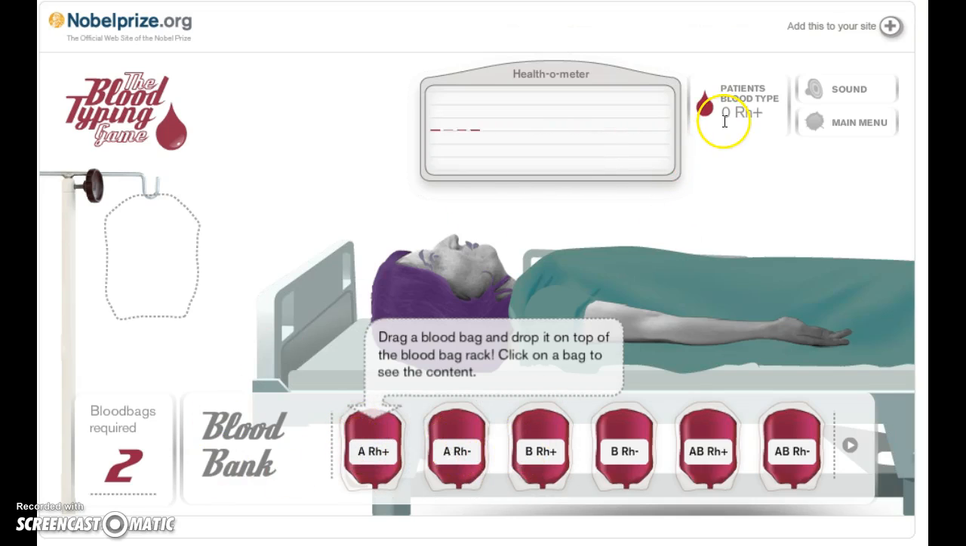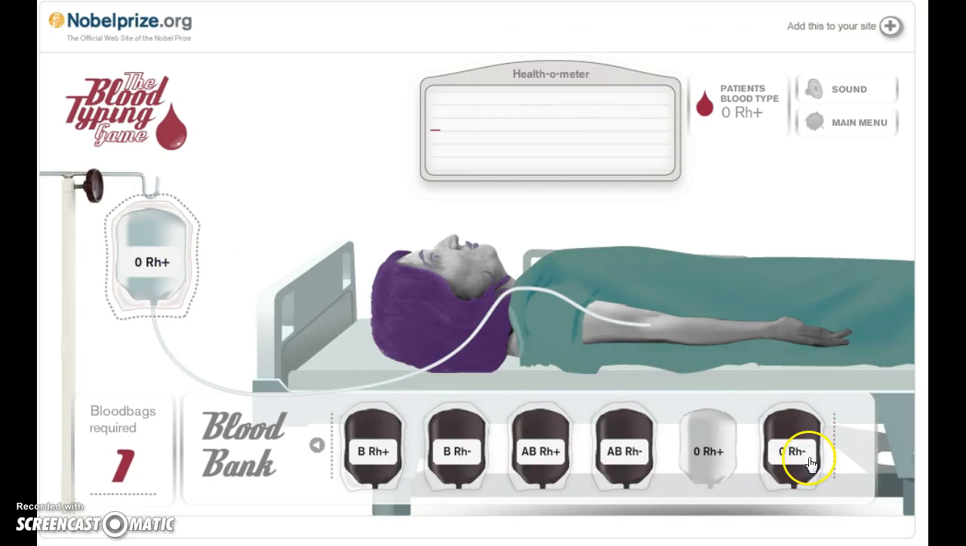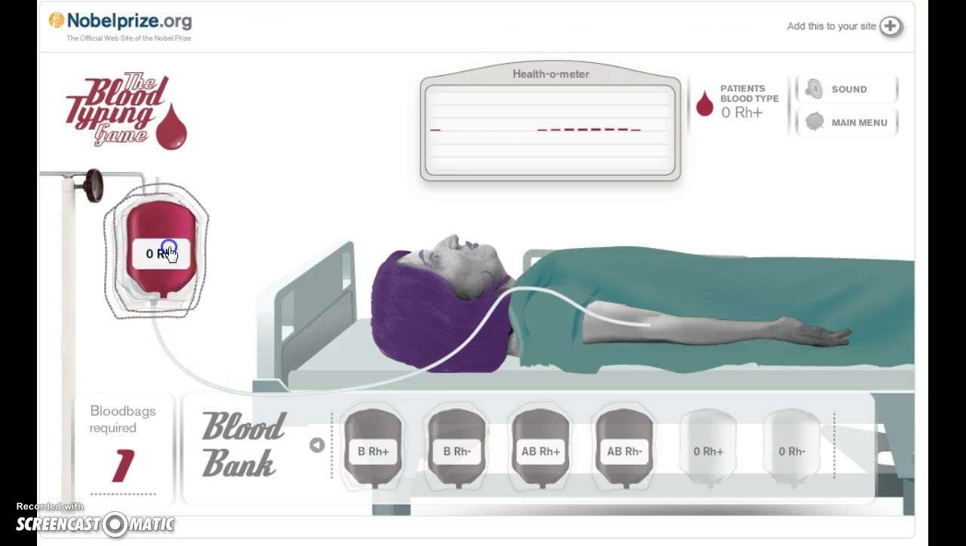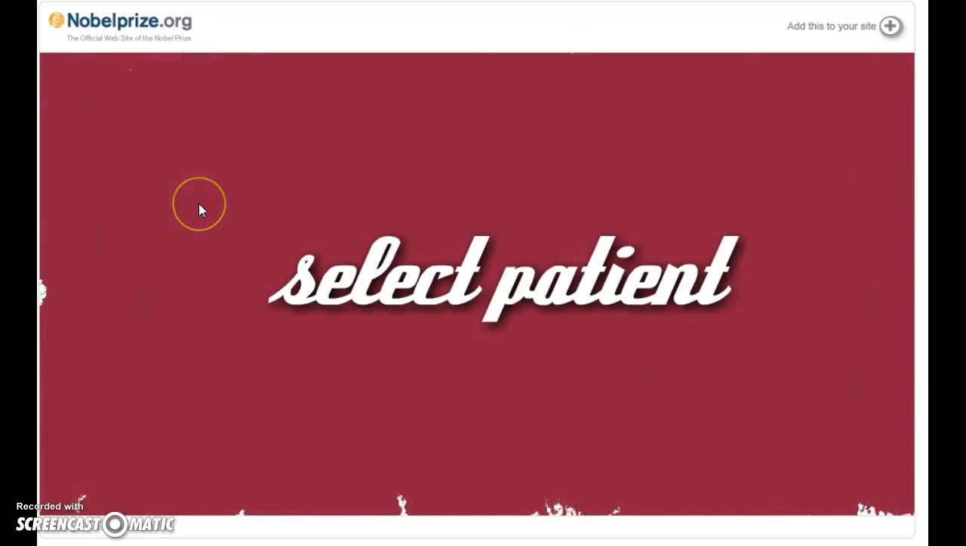Because they don't have B antigens, they have anti-B antibodies. Those antibodies would attack these antigens. Same with the AB blood type. So this person can get the same blood as they have. They can also get the blood here with O negative because there's no antigens to attack.